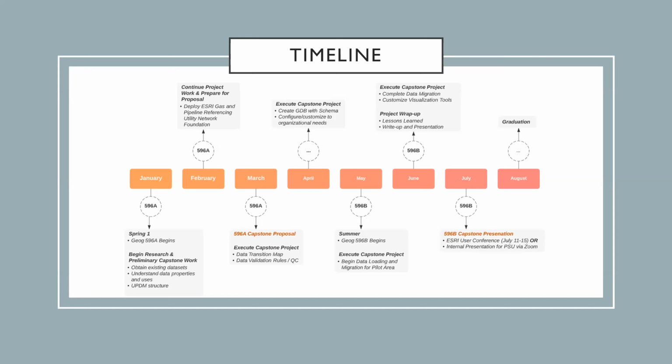Moving into April, I plan to QC the existing data sets and configure the data validation rules to our organizational needs. 596B will begin in May. At this point, the data migration effort should be commenced for the selected pilot area. The goal is to complete the data migration by mid-June and transition to the project wrap-up stage. If all goes according to plan, I should be attending graduation around August.